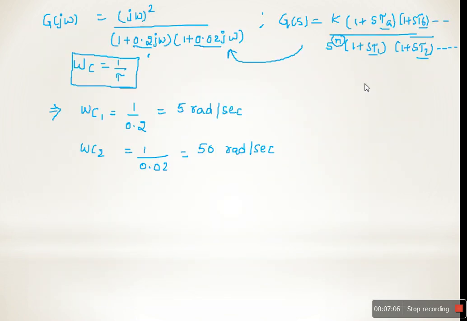So once again go back to the given transfer function. Here we are having one term, that is (j omega) square, and one more term, that is 1 by 1 plus 0.2 j omega, and one more term we are having 1 by 1 plus 0.02 j omega. So we are having three terms. The first term is (j omega) square, the second term is 1 by 1 plus 0.2 j omega, and the third term is 1 by 1 plus 0.02 j omega.